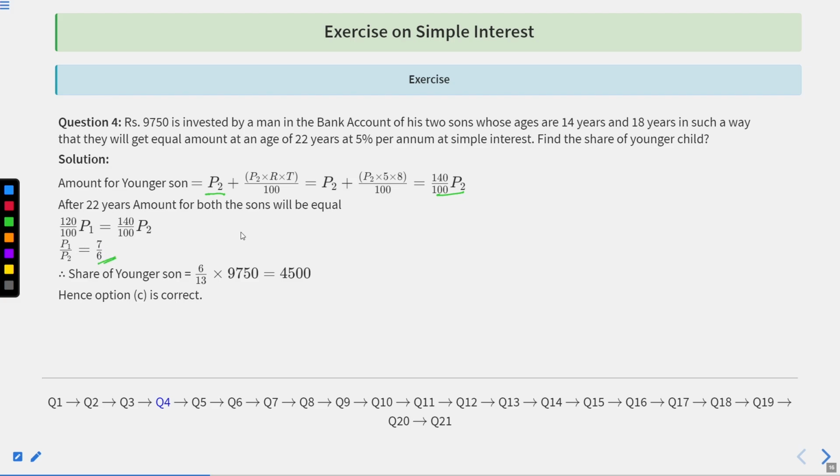Therefore, the share of younger son is equal to 6 upon 13 times 9,750, equal to 4,500. Hence, option correct here is option C.